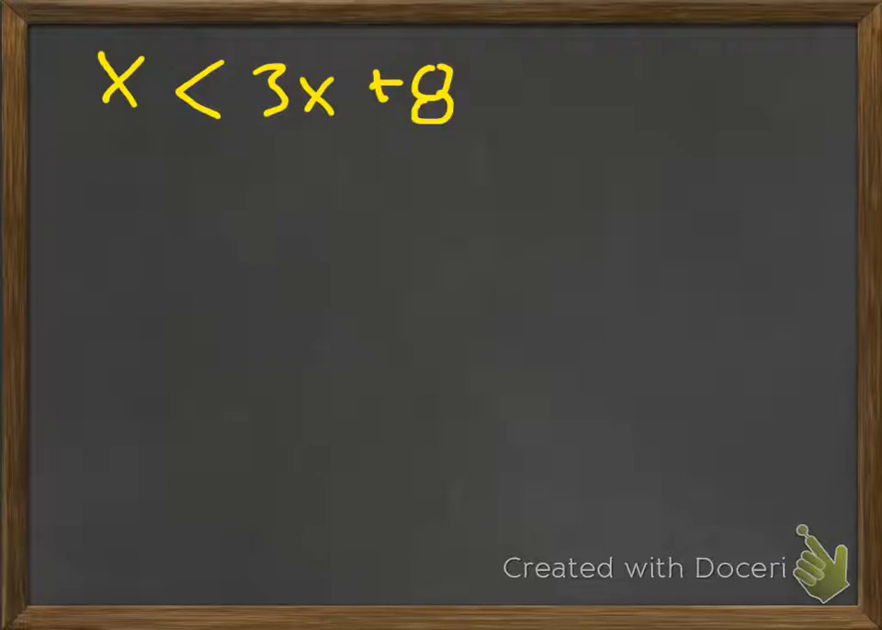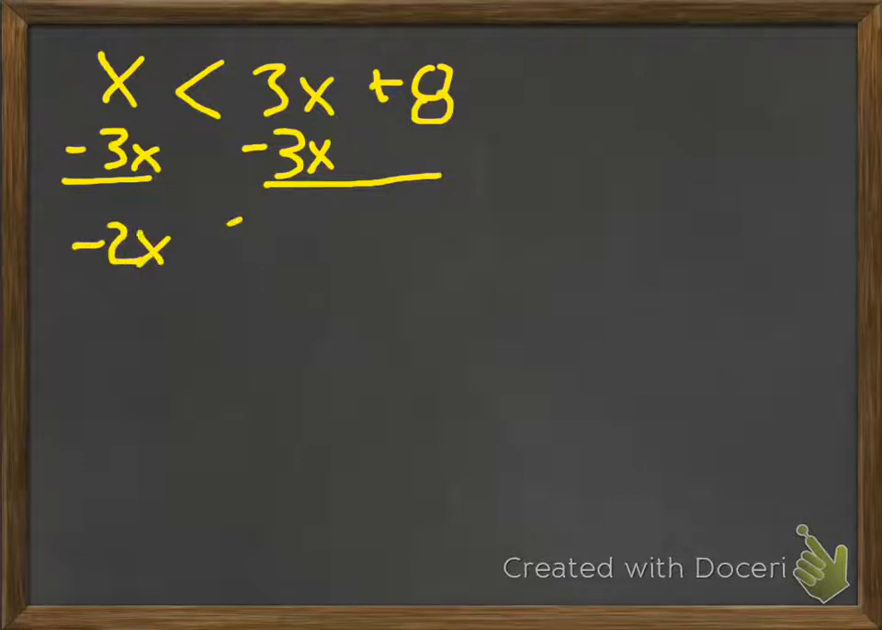So let's look at the first example on this, because honestly this is something that you should be able to work on. Now, my advice is I like to go variables to the left, numbers to the right. So kind of keep that in mind. So here I see x less than 3x plus 8. I want to move the 3x over to this left side to be on the same side as the x. So I'm going to subtract 3x. And then I'm going to get negative 2x is less than 8.